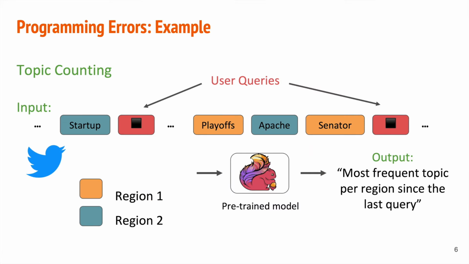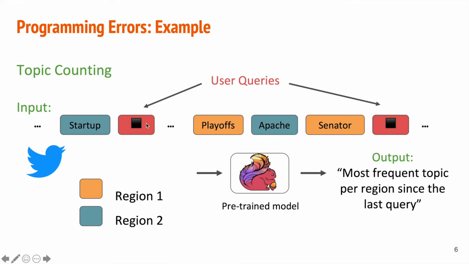So let me provide an example of what can go wrong when you're programming in these systems and trying to parallelize. So consider a topic counting example. Here we have an input, which is a stream of a bunch of words, for example, taken from Twitter over time, such as startup, playoffs, Apache, senator, and so on. And the words come from 2 different regions, region 1 in yellow and region 2 in blue. And we also have user queries interspersed with those words. And what we want to do is we have a pre-trained model that gives the topic for each word, and we want to produce as output the most frequent topic per region since the last query.